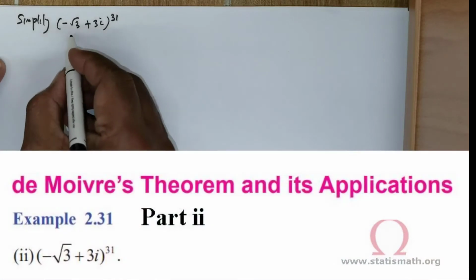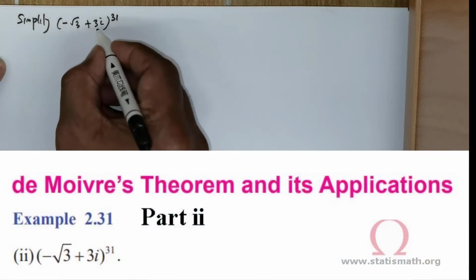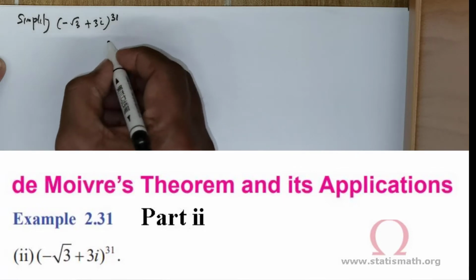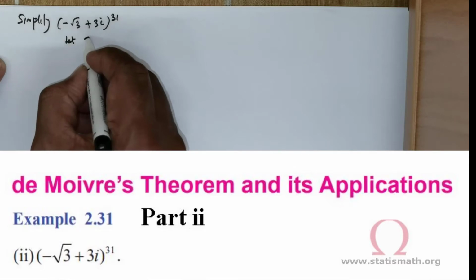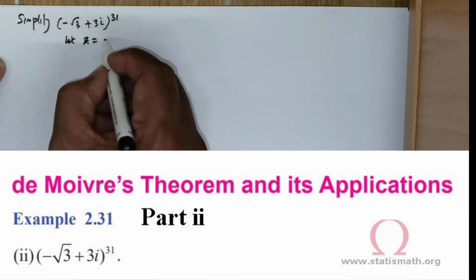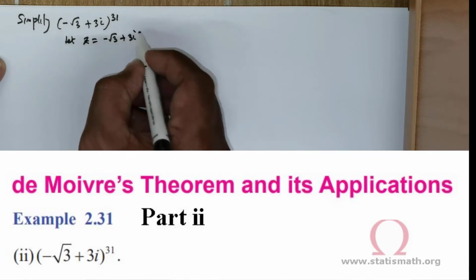Students, we are given this question. We are expected to simplify negative root 3 plus 3i, the entire quantity raised to the power 31. First, let me take this to be z. Let z be equal to negative root 3 plus 3i.